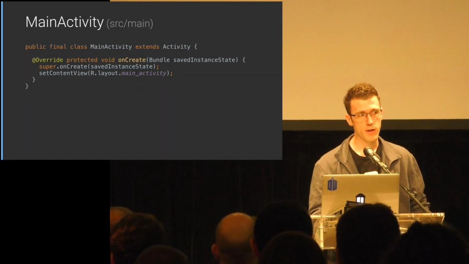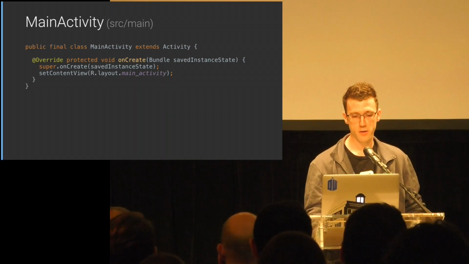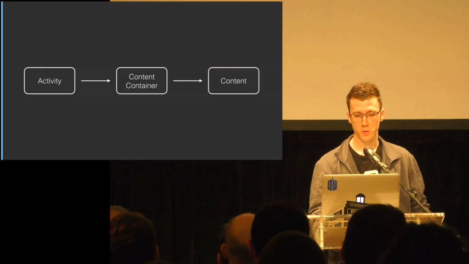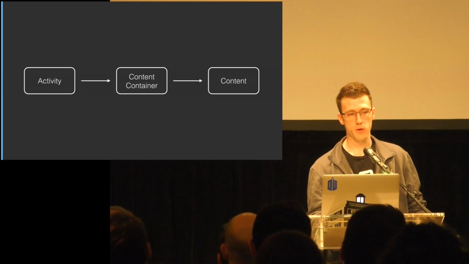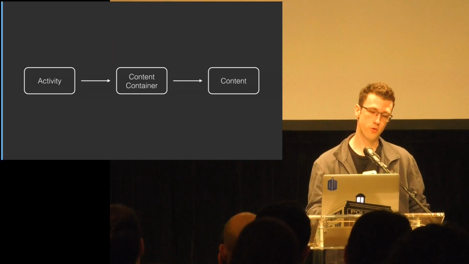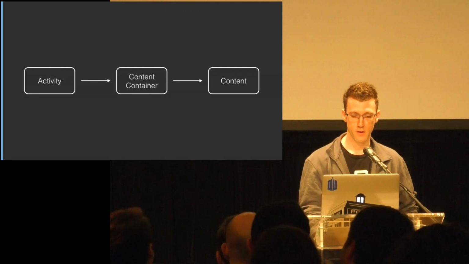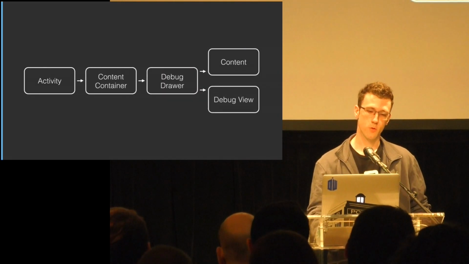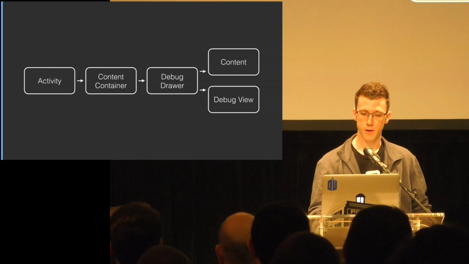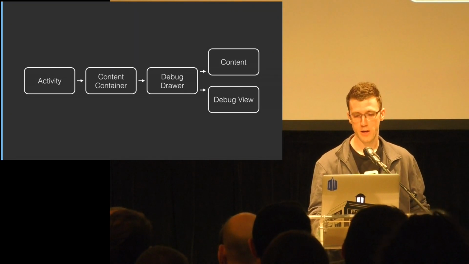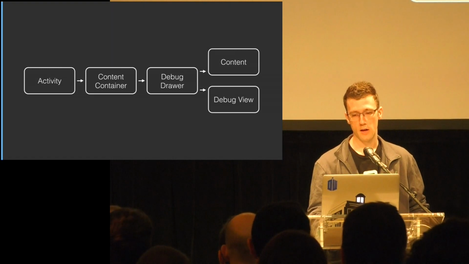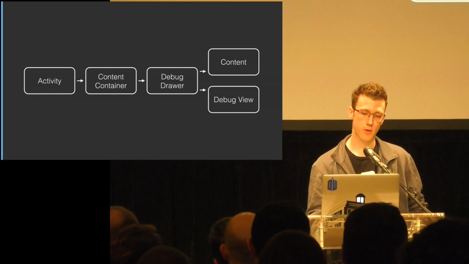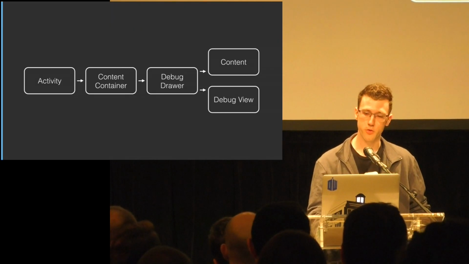Here is a very basic main activity. It inflates our main activity layout and sets that as the content. This is kind of what it looks like. We have our content, and we have the activity. It inflates it and sticks it into a container that it owns. And what we want to do is we want to be able to drop a drawer right in the middle there and attach our debug controls. And we want to do this in a way that is overridable on our debug builds and doesn't add any complexity to the release builds.